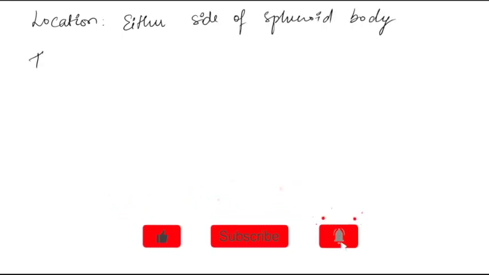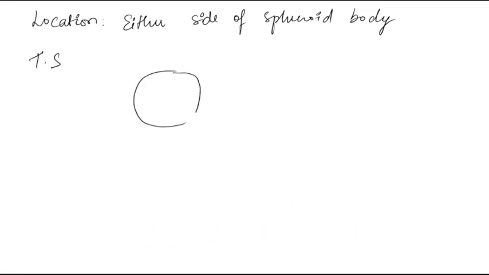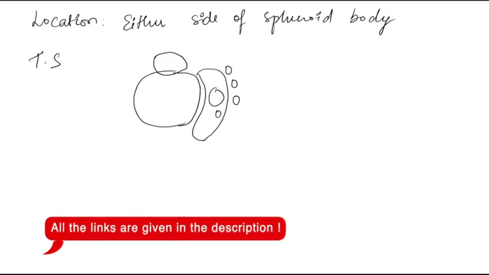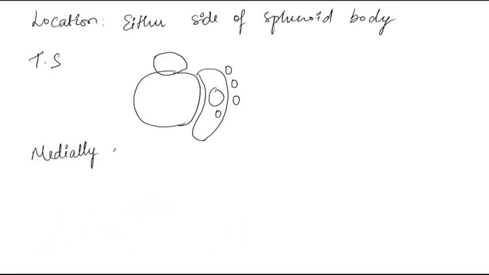On transverse section, we can see this is the sphenoid body. Somewhere here up is the pituitary gland. Then we have cavernous sinus here, and there are a few nerves that are passing laterally to the cavernous sinus, and there are structures that pass through the cavernous sinus. So medially we see the pituitary gland and body of sphenoid.